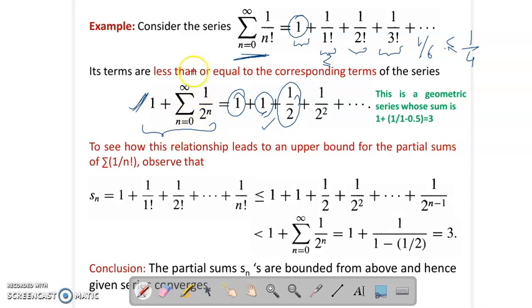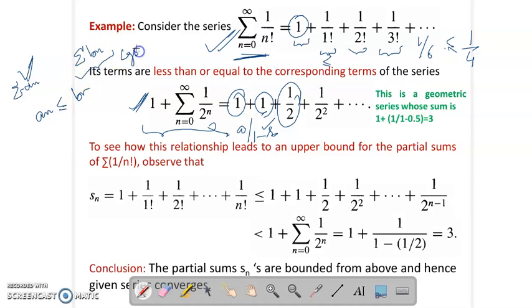Why? Because this is a geometric series. This is an infinite geometric series whose sum will be a upon 1 minus r, and adding 1 to it, it will remain convergent, right? Now how can we conclude the convergence of this series? We said that this is one series in hand, this is another series in hand. We want to test the convergence of this series. We are saying that each term of this series is less than or equal to the corresponding term of the other series, and the other series is known to be convergent. Then how can you conclude the convergence of this series?